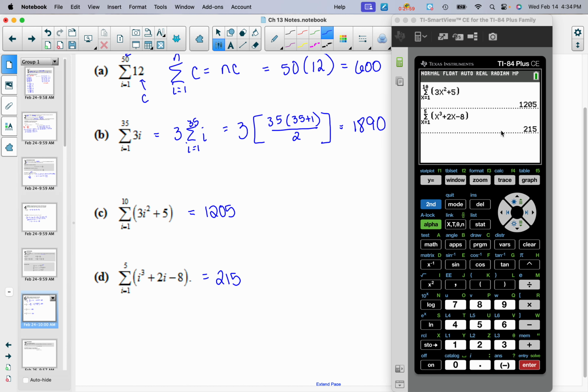Okay, so you should have gotten 1,205 for part C. Here you can see what I punched into my calculator. And part D is 215. And that is actually the end of the first section. So you will have an assignment that you should be able to complete from these notes.